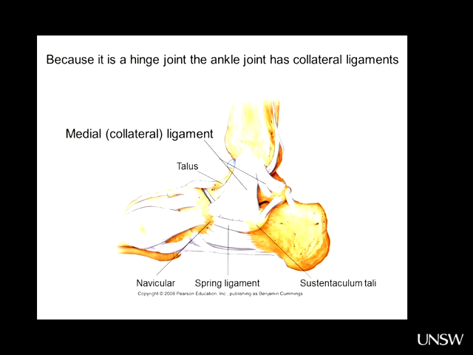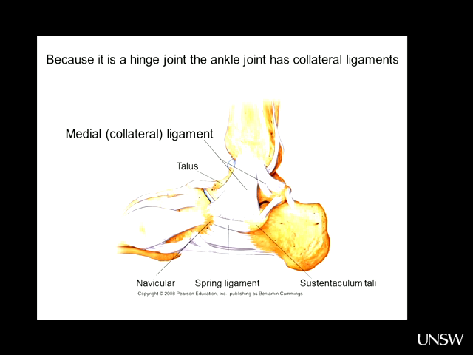And I'll talk a little bit more about what they do later. I've got some nice pictures for you. Now, on the lateral side, the ligament on the lateral side of the ankle is much, much weaker. On this diagram you can see the spring ligament, and I didn't show you the posterior fibres as well. Going back onto the talus there.